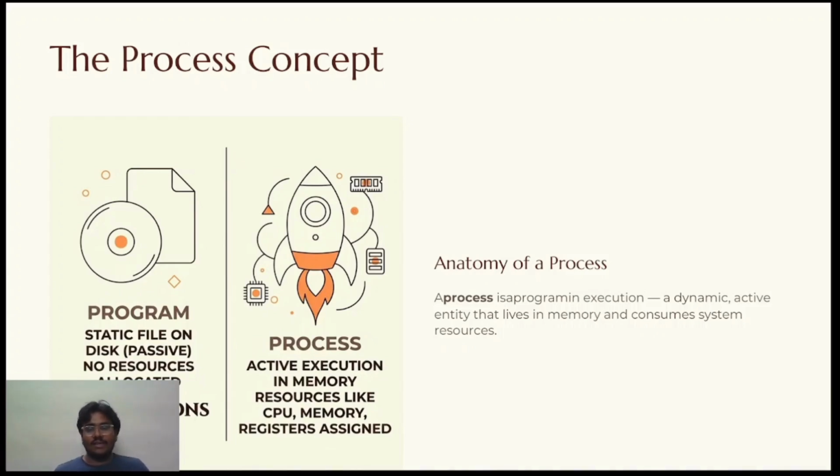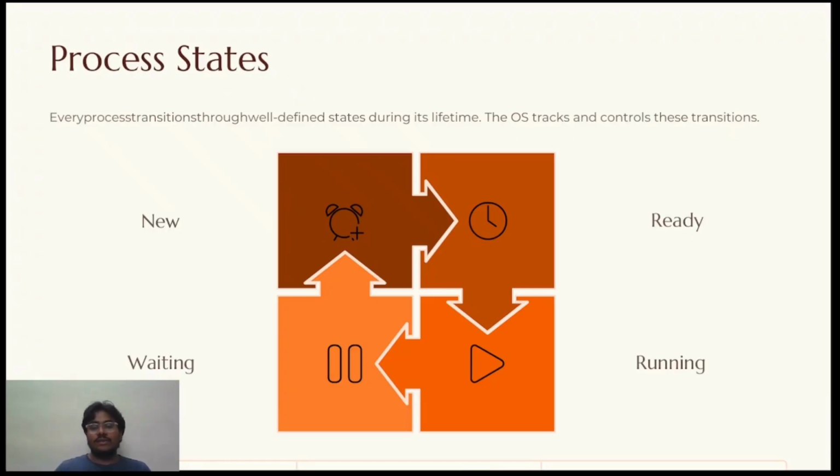The code, or text, is the instructions in text format. The stack has the function calls. The heap is dynamic memory, and the registers are the current CPU state. All of this together makes a process a living entity inside the system. So let's understand the process states with a real life flow.